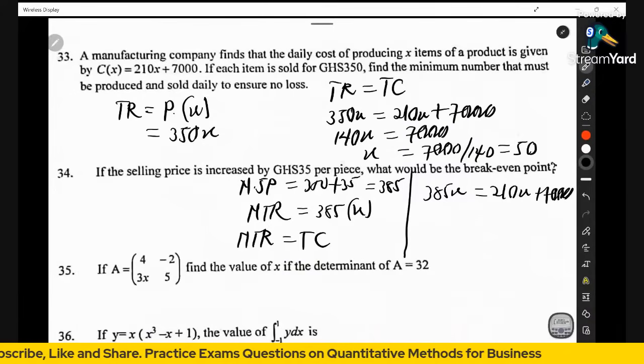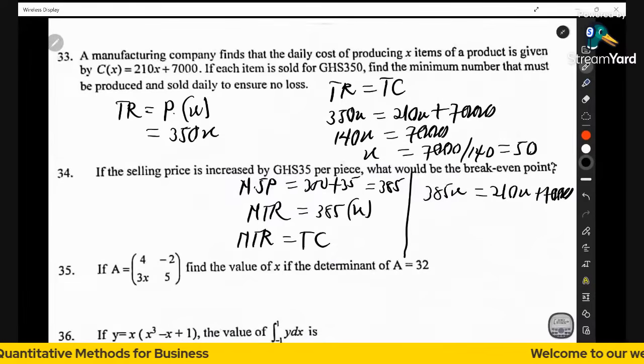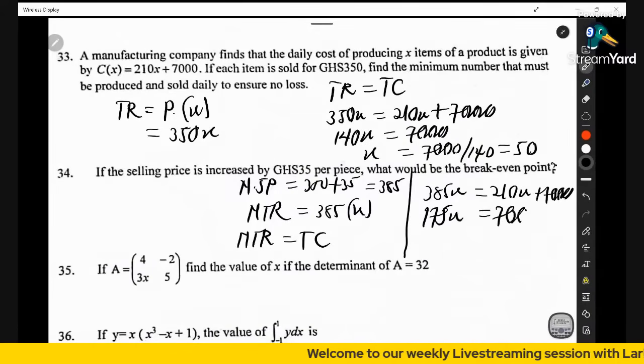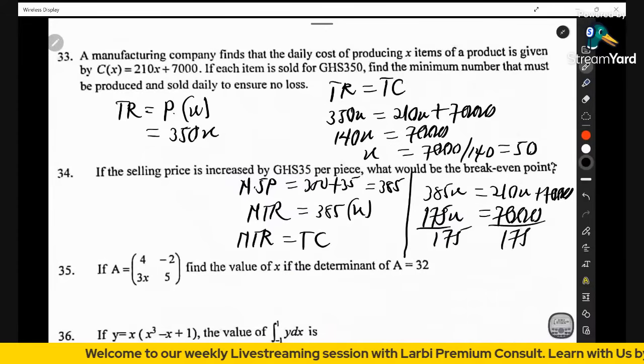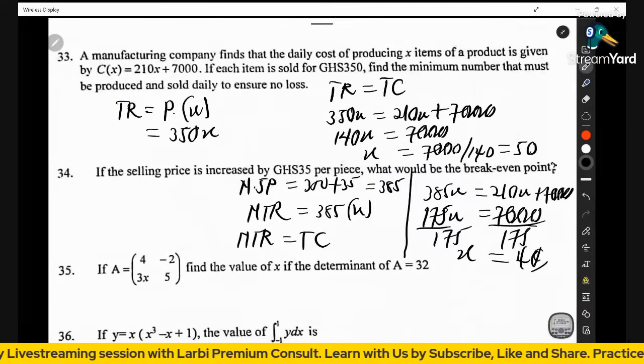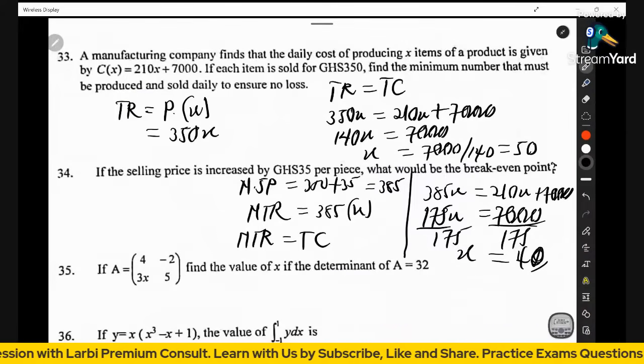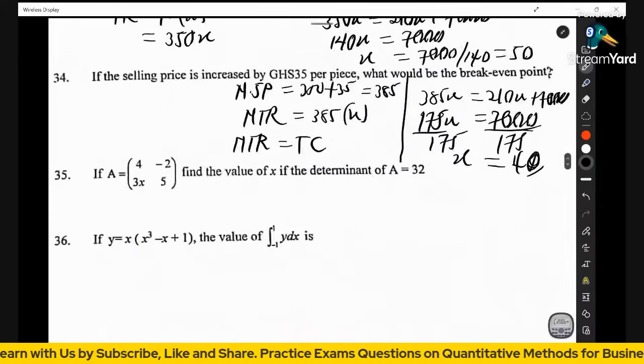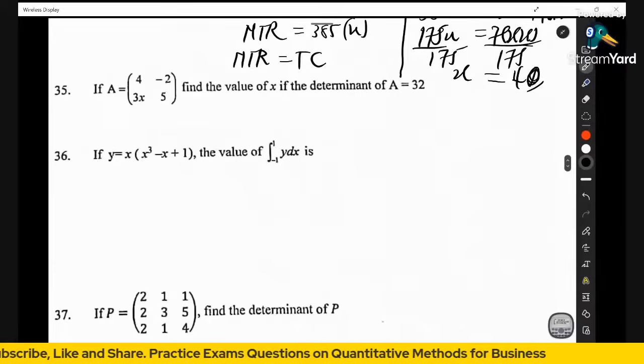Here, when we take the difference between the two, the 210 will join this, making it negative. So when I subtract, I'm going to get 175x, and that should be equal to 7,000. So divide both sides by 175. Therefore, we are getting x to be equal to 40. You can confirm that with your calculator. So x is going to give us 40 in that line. So that is that.